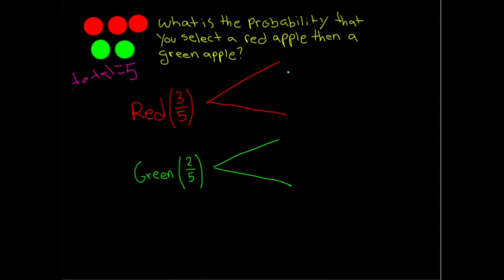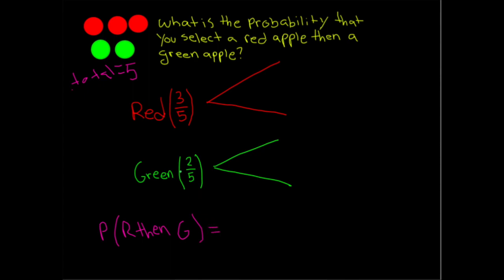So we want to know, what is the probability that we select a red then a green? So I'm going to write down here, probability of P parentheses, red, then, red, then green. Okay.